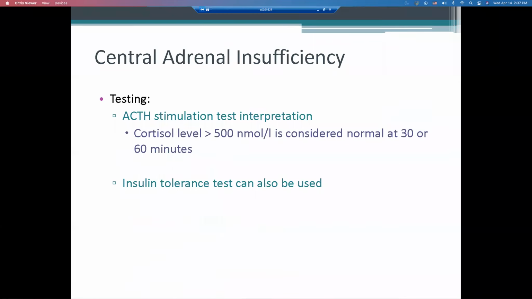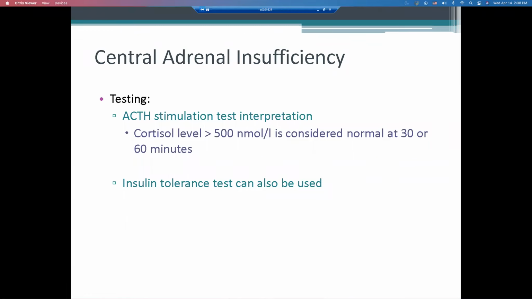Basically, if you stress the body or the patient, they should raise their cortisol, regardless of what type of stress. So in the past, we used to use insulin. We induce hypoglycemia intentionally, and we give the patient big doses of insulin to cause hypoglycemia. And they feel hypoglycemic, they're sweating, they're tremulous, they're tachycardic. And then you measure their cortisol level.